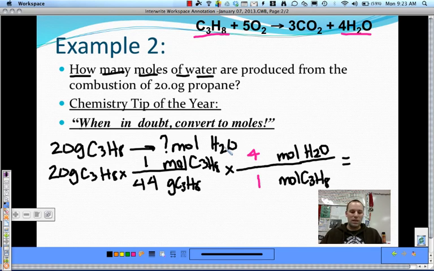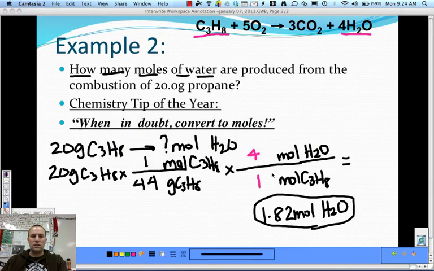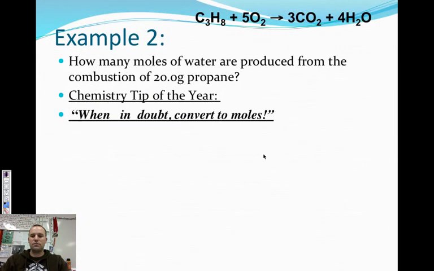Take that and plug it into your calculator, and you should get 1.82 moles of water for your final answer. And again, make sure you always label completely and that you round to the hundredths place for me. Okay, are we doing pretty good? I hope. So let's keep going.